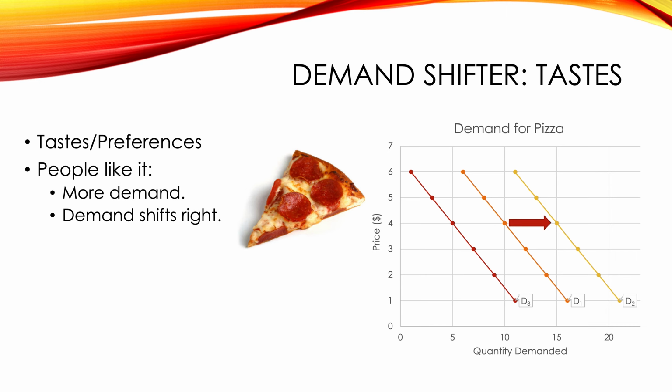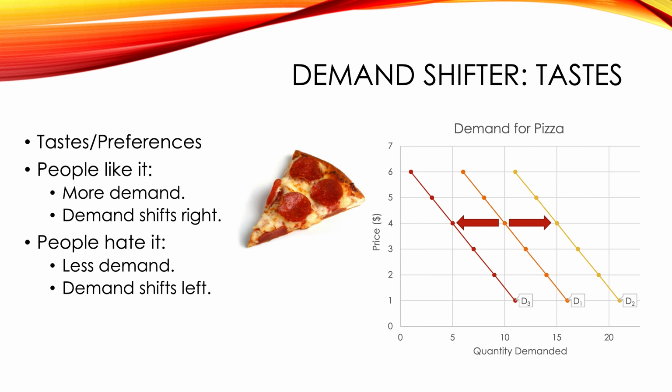So that would be like going from D1, which is the middle demand curve there, to D2, increase right. On the other hand, if people hate the product or just like it less, if it's pepperoni pizza and people stop eating as much meat for some reason, then you'd see less demand, and demand would shift then to the left. So increase right, decrease left. Just practice with a nice easy one here.